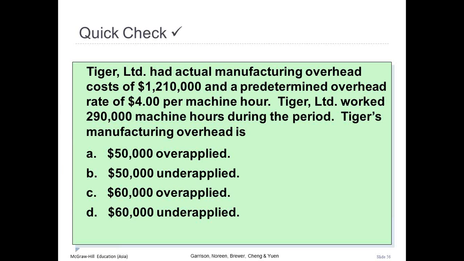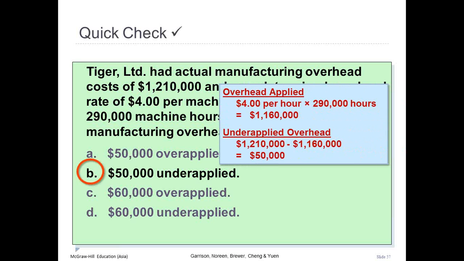Okay, let's do a quick check. A different company, Tiger Limited, had actual overhead costs of $1.2 million and a predetermined overhead rate of $4 per machine hour. Tiger Limited worked 290,000 machine hours during the period. Tiger's manufacturing overhead is $50,000 underapplied. Here's the calculation: $4 per hour times 290,000 hours gives you the overhead applied. Underapplied overhead is $50,000.